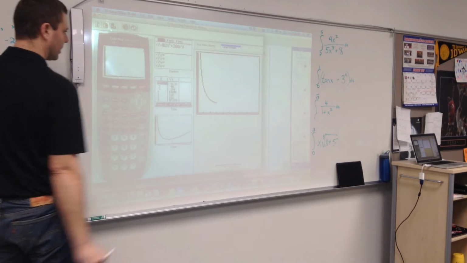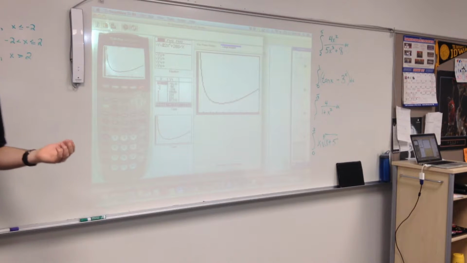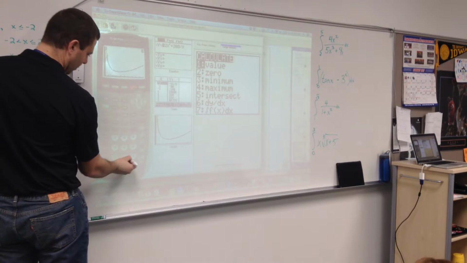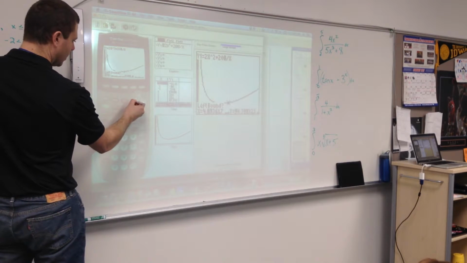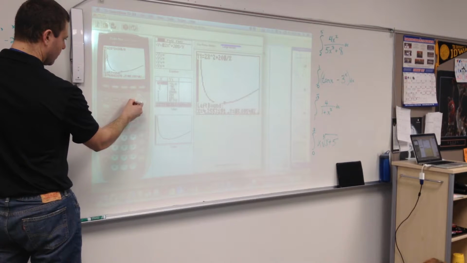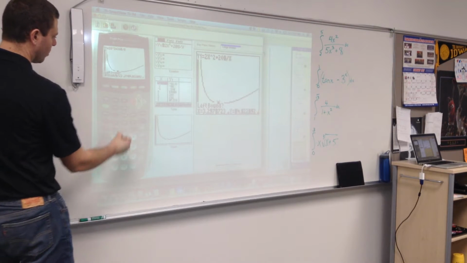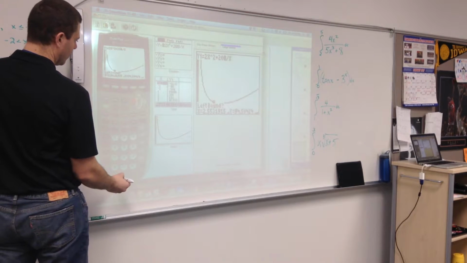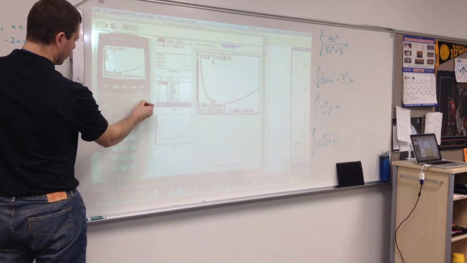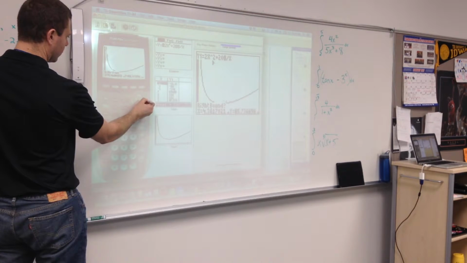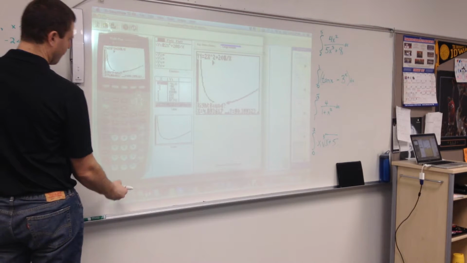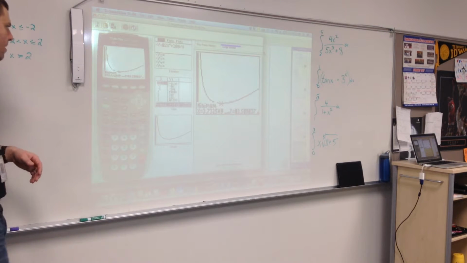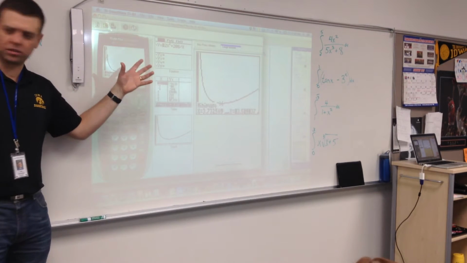So then you take a peek at the graph. There it is. We're finding the minimum. So we go to second, trace. We're finding the minimum. That's number 3. We want to make sure we're somewhere left of where that minimum occurs, and somewhere right of where that minimum occurs. I got 3.73 and 83.6.